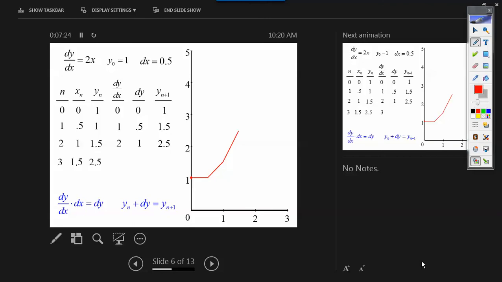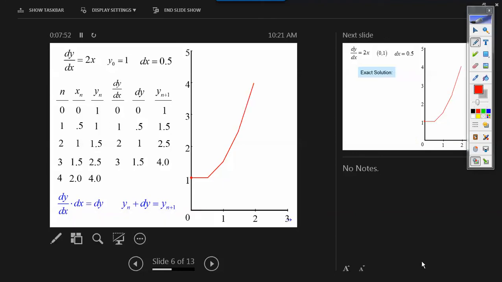Okay? And there's what it would look like if we were graphing. Okay? And we've got to go one more time. So we're going to calculate our slope. So we're going to take our x, plug it in. 1.5 times 2 is 3. We're going to take our slope times our step size. 3 times 0.5 is 1.5. That's our rise. We take our old y plus our rise, and that gives us our new y of 4.0, and that is our final point. And so we just came up with y of 2 equals 4.